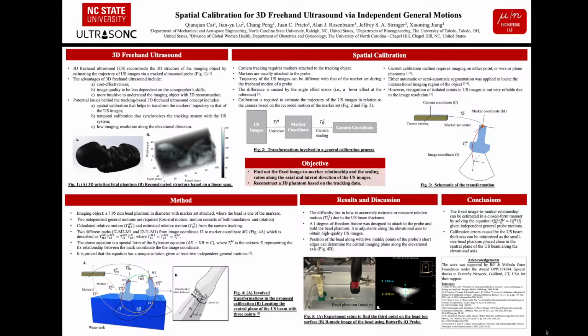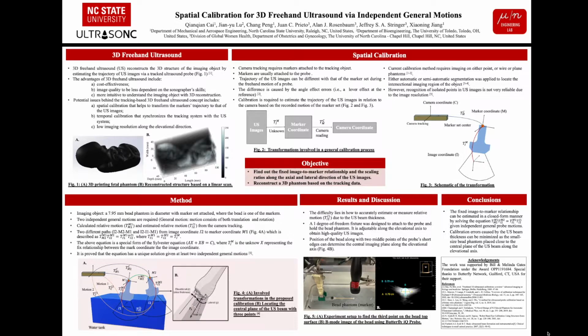Current calibration methods require imaging tests using phantoms like wire phantoms, point phantoms, or plane phantoms. Take a wire phantom as an example. There is usually an automatic or semi-automatic segmentation of intersects between the ultrasound imaging plane and the wire phantom. However, recognition of isolated points in ultrasound images is not very reliable due to the image resolution. Therefore, we proposed our method to solve the spatial calibration issue via independent general motions.